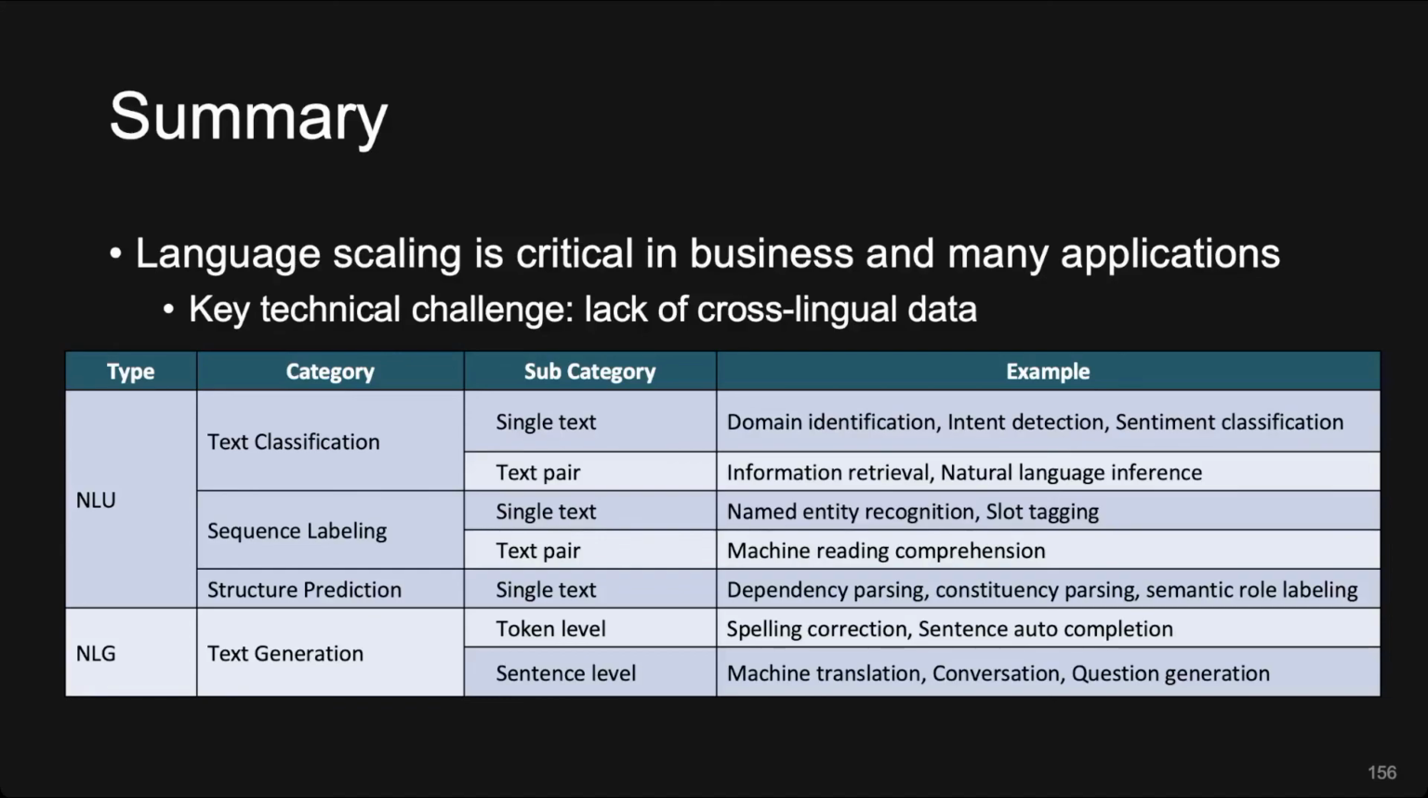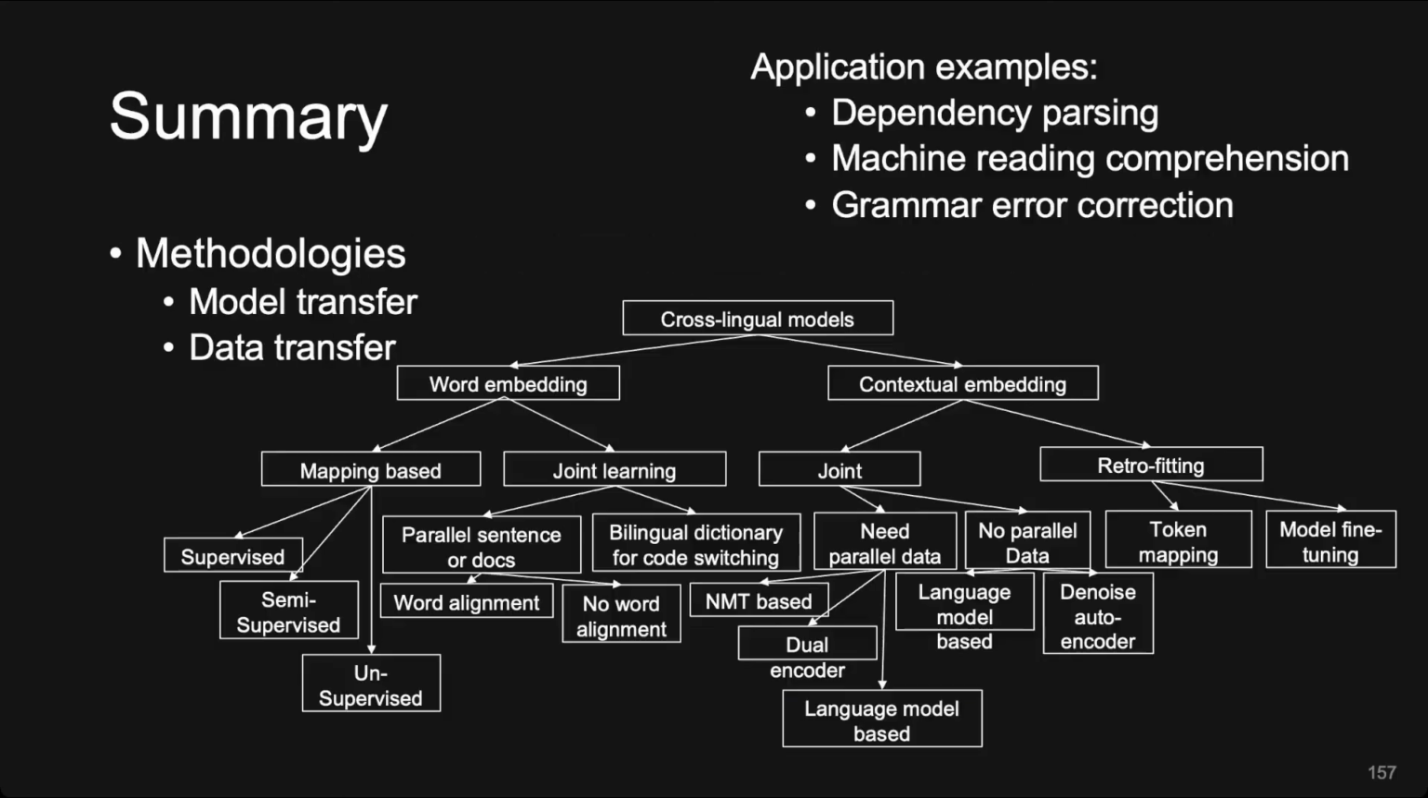Although we may have sufficient data in some big languages where they are popularly used, we may not have sufficient data for many languages that are not popularly used. In terms of applications, they can be divided into two major types: natural language understanding and natural language generation. And then further divisions of the application categories are also discussed.